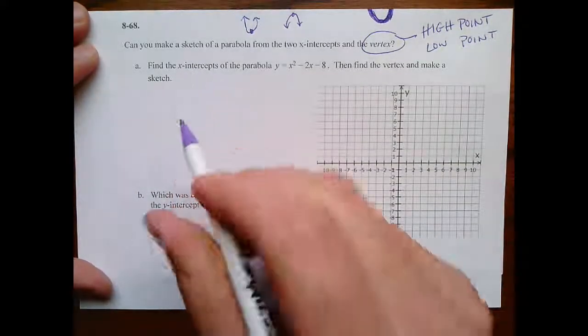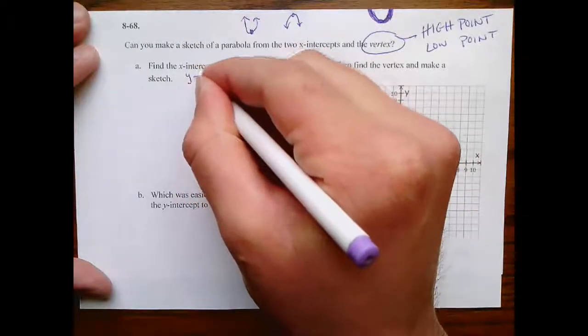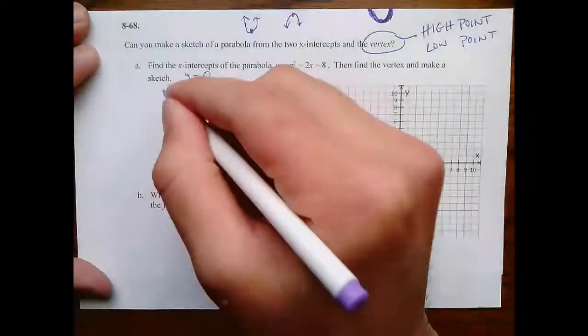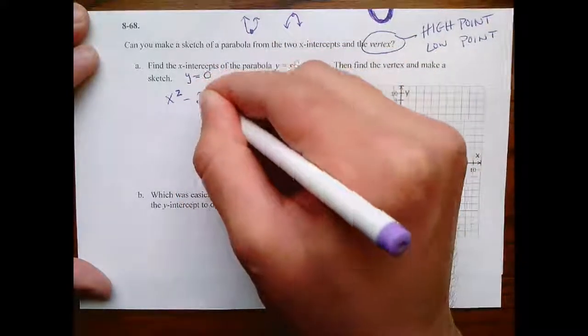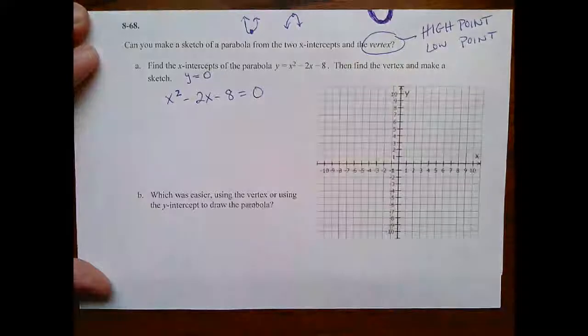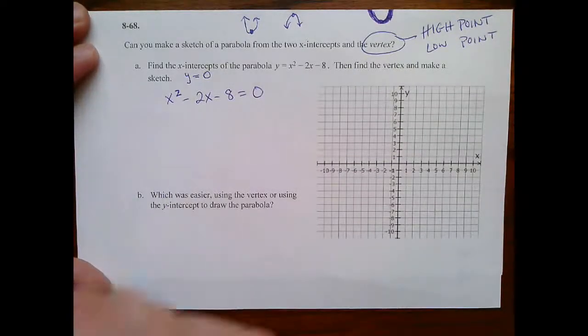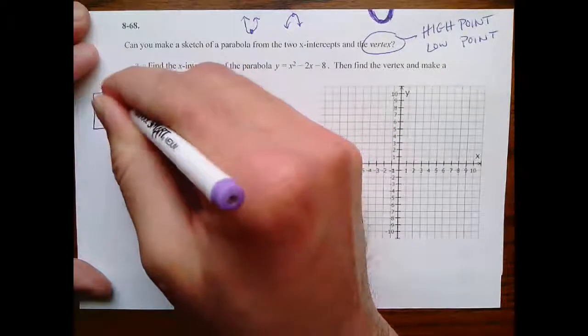Well, if I want to find the x-intercepts, what could I do to y? I could set y equal to 0. So then x squared minus 2x minus 8 equals 0. Could I solve this equation? Well, no, because it's not written as a product. So I need to use my knowledge of factoring.